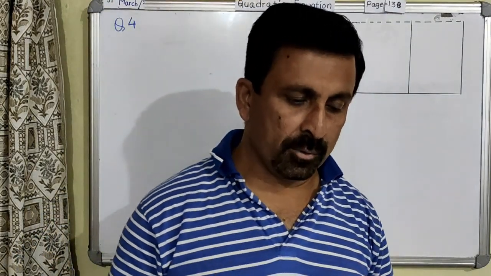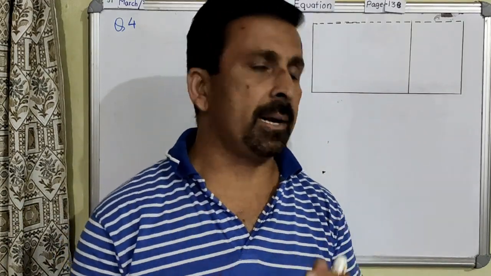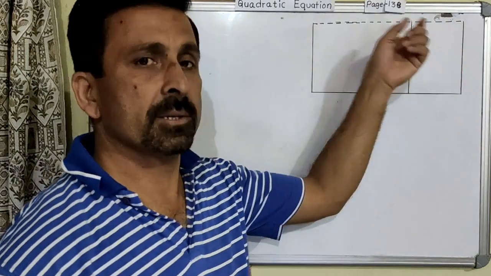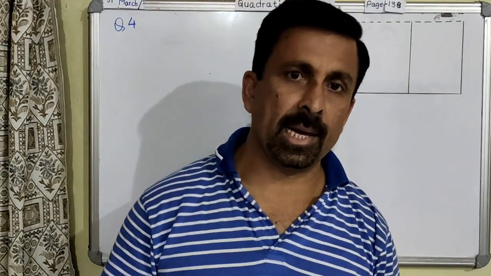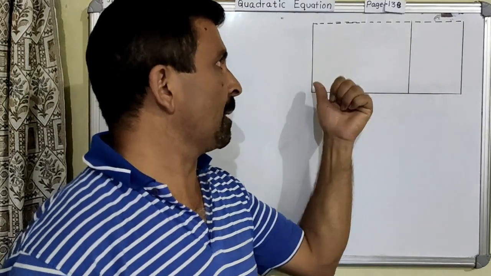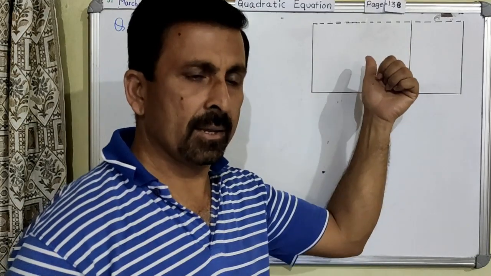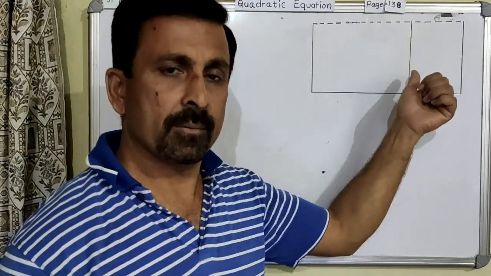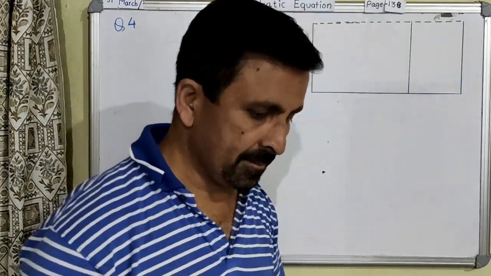Clear? Now the first question is, write a function that represents the total area of the playground. So we have to write a function for the total area. You can see the shape of this playground. It is a rectangle, right? And you know what is the area of a rectangle? Area of a rectangle is L into B. So if we know the length and the breadth of this rectangle, we will be able to write the function in terms of area. So let us do that.